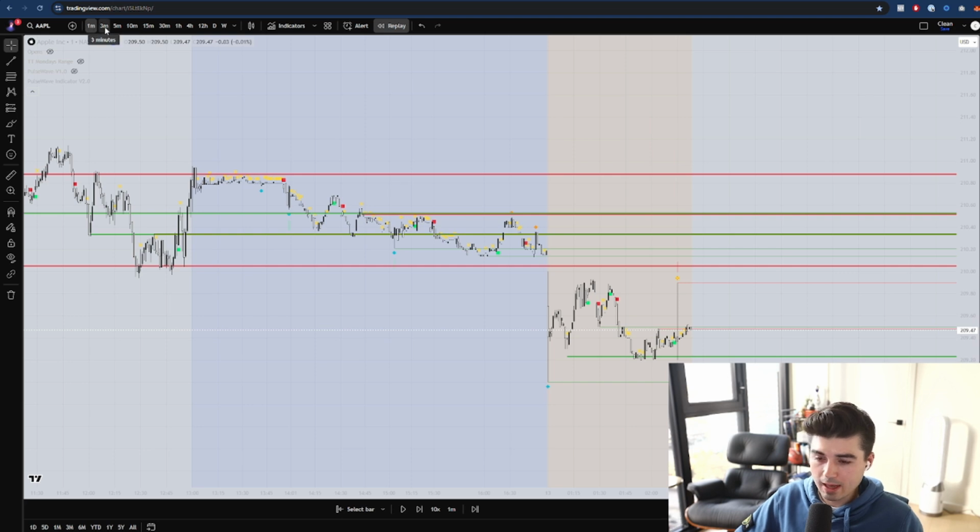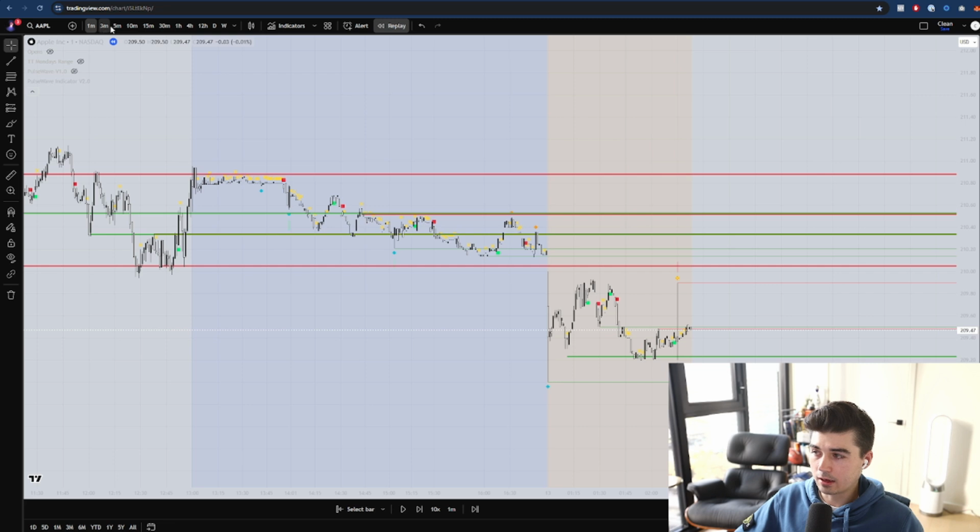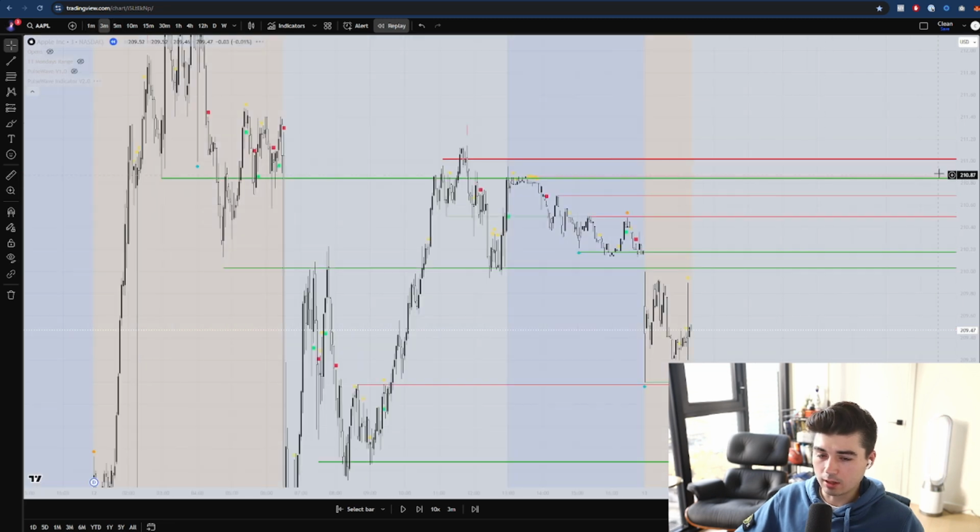So right now we're on 1 minute. That only gives us so much data, right? It's only going to give us so much information because everything is happening so fast. Based on the settings here, the max age for weak bars and the max age for strong bars are 300 and then 100, right? So it's only going to keep the strongest levels for 300 bars, which is why I like to look at higher time frames as well, because it'll keep levels for longer.